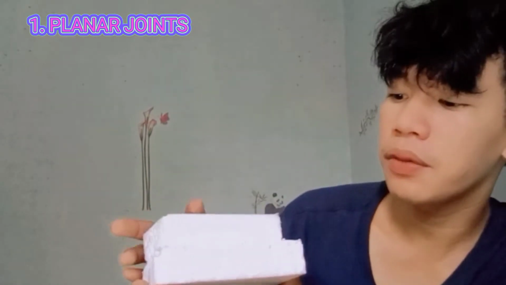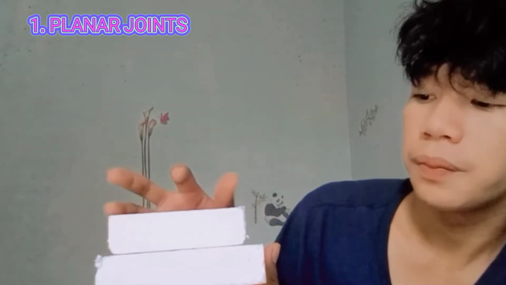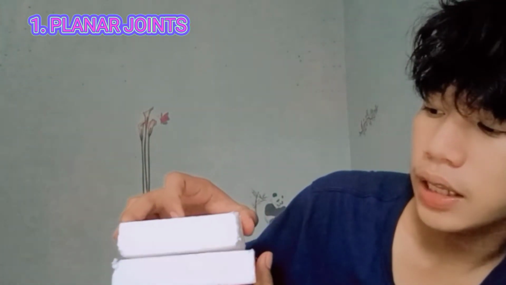The joints of the carpal bones in the wrist is an example of the planar joints. So I have here an example of planar joints. It can move back and forth and side to side.